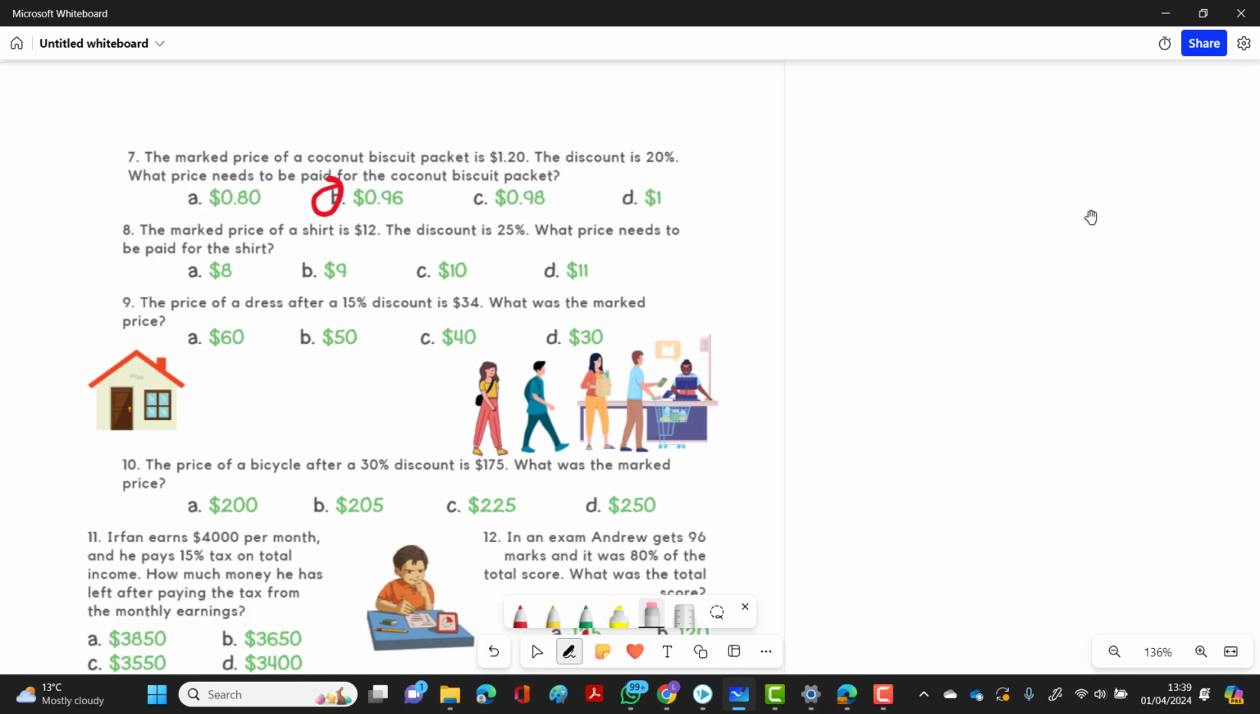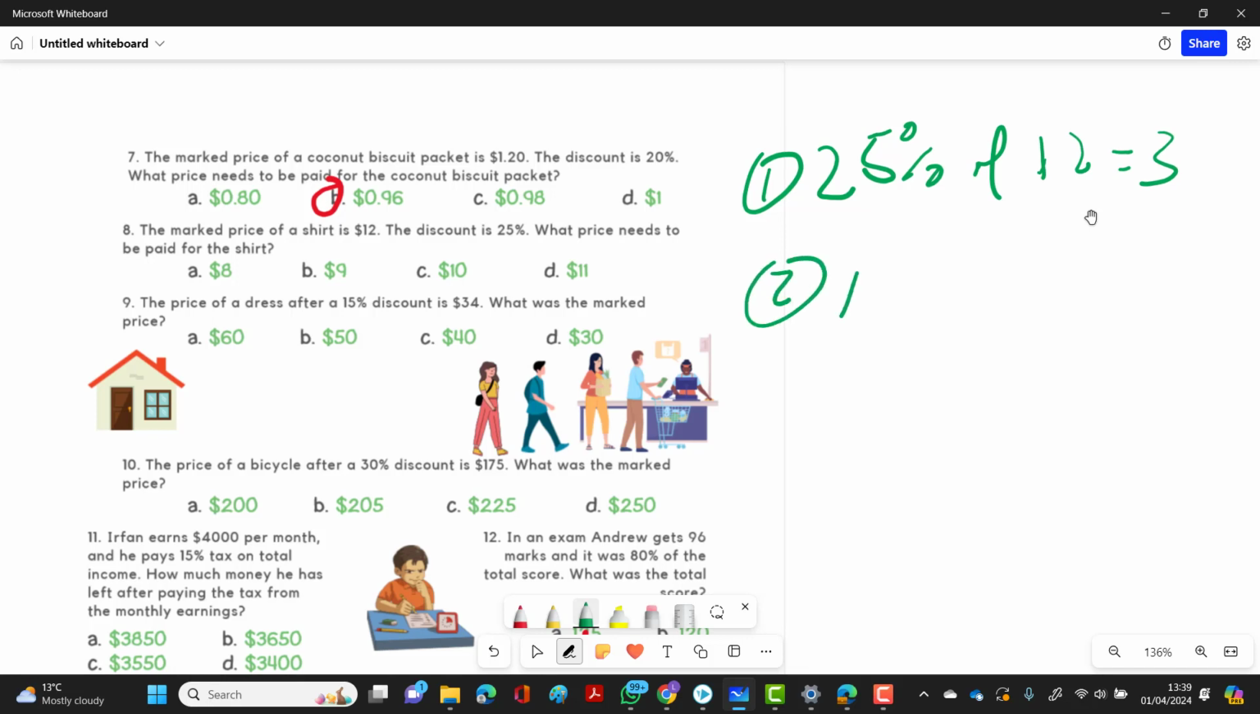Okay, another discount one. So again, another percentage decrease. The marked price of a shirt is $12. Discount is 25%. So you work out again in 2 steps. First of all, work out 25% of 12, which equals 25 over 100. Or you can do it in your head, because every time you see 25%, it means divide by 4. So 12 divided by 4 is 3. And then, because it's a discount, 12 take away 3 is 9.